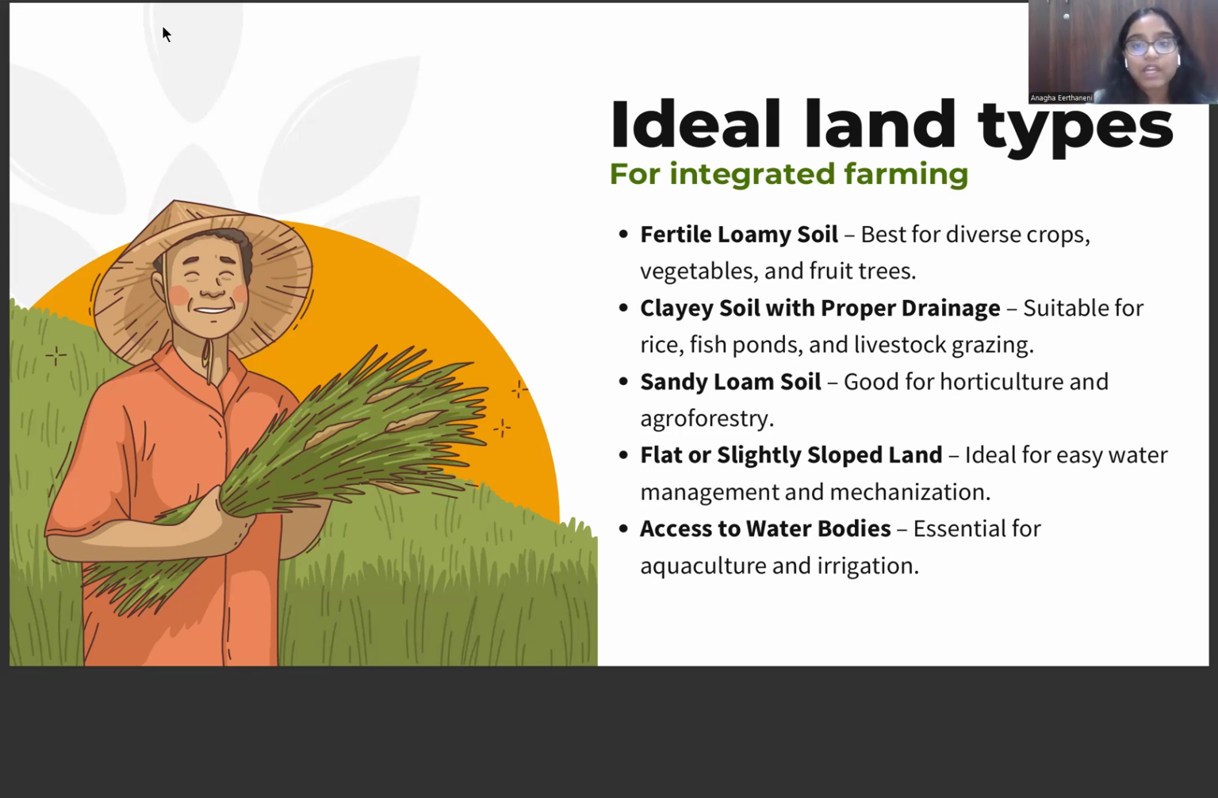And then we have flat or slightly sloped land, which is easy for water management and mechanization. And then we have access to water bodies, meaning the land that we choose is supposed to be close to a water body. It can be a river, pond, lake, anything, but it has to have good access to a water body that's close by because it is good for aquaculture and for irrigation.